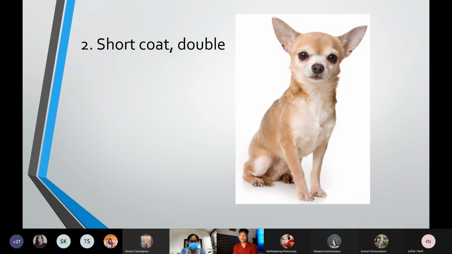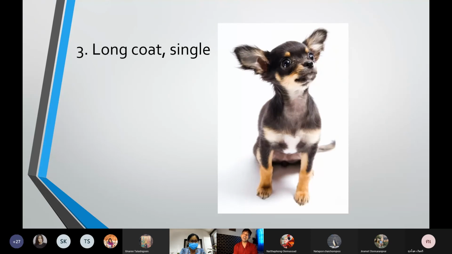You can see very short hair or fur of this Chihuahua. Very short, okay? And the next one. Can you move to the next slide, please? The long coat with a single shedding. In this photo, you can see a longer coat, okay?